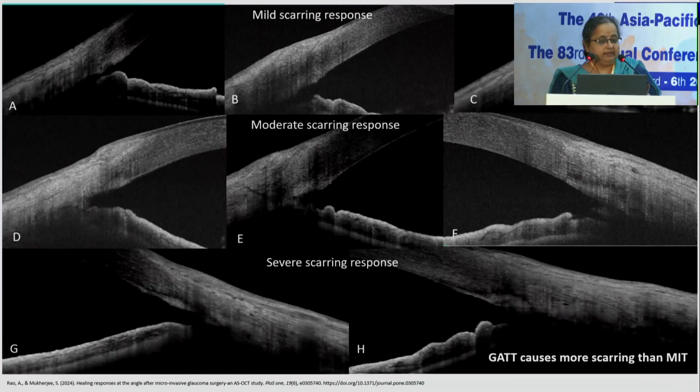On ASOCT, you see scarring. That we do see on ASOCT. There are different types of scarring that you can see. You may see an open gutter like this, where the gutter that you have created by excising the TM is still intact. There may be sub-incisional scarring, as you can see here, beneath the gutter.